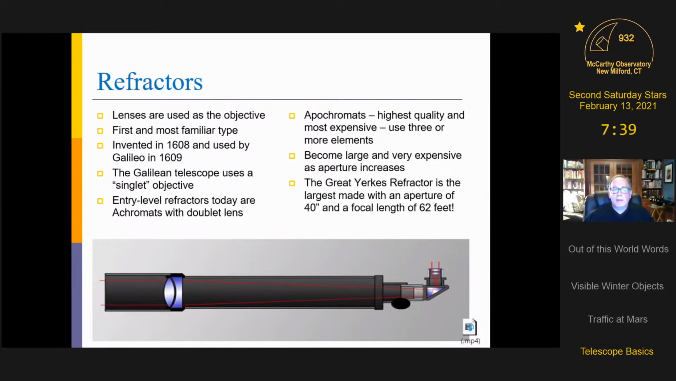Today, entry-level refractors have two lenses at the front, and they're called achromats. By using two lenses, that improves the optical quality because the different colors of different wavelengths of light are aligned and focused at the same point. But it's still not perfect. The highest quality are apochromats, which use three or more elements as lenses. And that gets the crispest, most clear pictures.